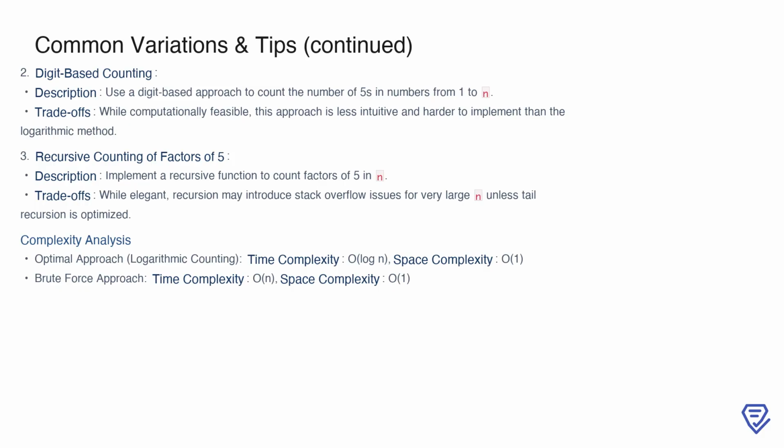In terms of complexity, the optimal approach of logarithmic counting achieves a time complexity of O(log n) and a constant space complexity of O(1), making it the most efficient solution. In contrast, the brute force approach has a time complexity of O(n), which is significantly less efficient. For best results, always aim for the logarithmic solution, as it balances simplicity, efficiency, and scalability.